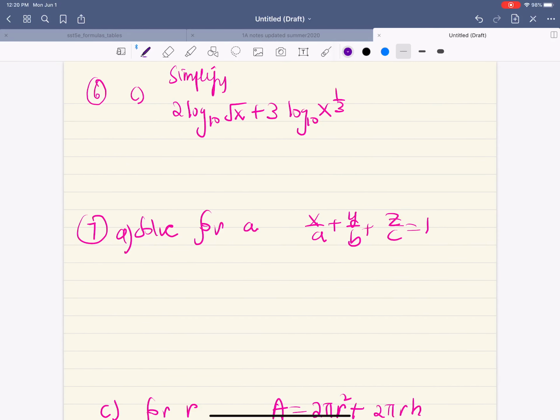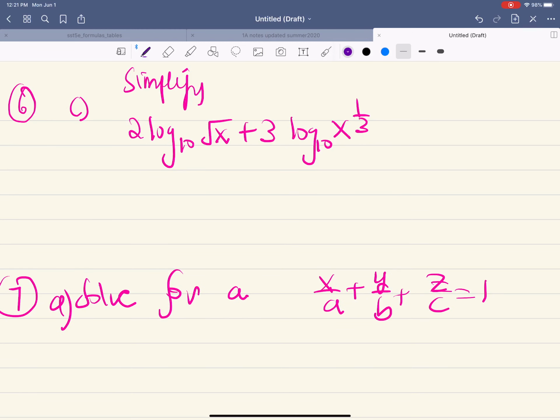Number 6, part C I'm doing, and it says simplify. So all I have to do is, it looks like I have two separate logs and I'm trying to condense these logs. First thing, my coefficients are going to become the exponents. Okay, so I can write it as log to the base 10 of square root of x to the second power plus log to the base 10 of x to the power 1/3 to the third power.